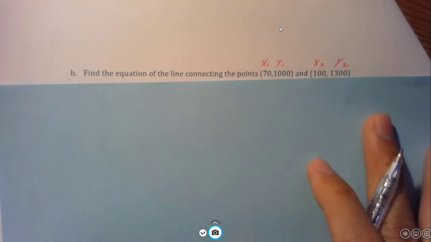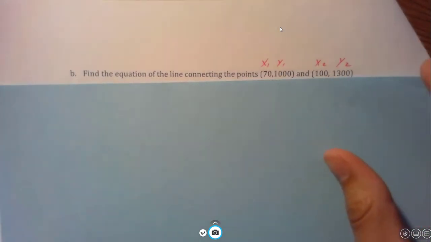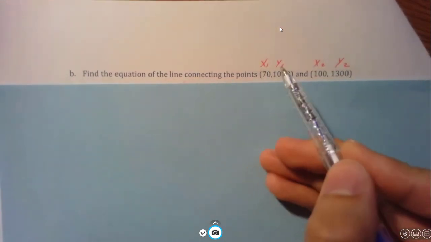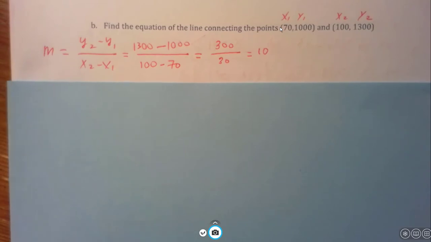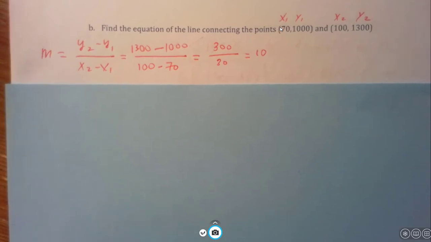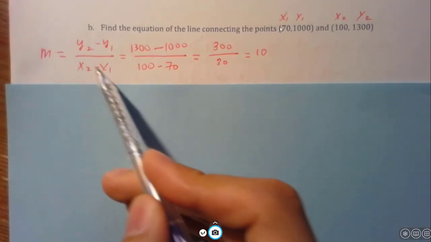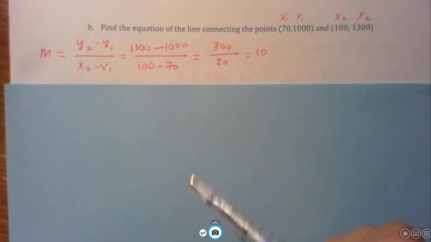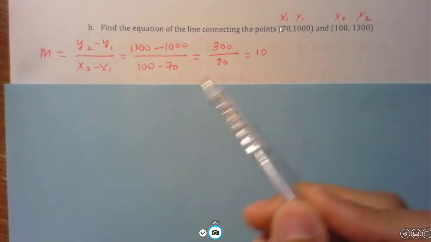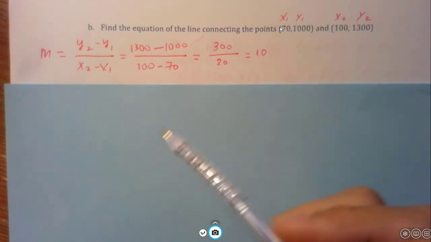They ask us to find the equation for the line connecting the points. We know that we are given 2 points, so I can label x1, y1, x2, y2. And then we can use something called the point-slope form to find the equation. And before that, you need to find the slope. The slope is y2 minus y1 over x2 minus x1 from here. Right? Plug in the numbers and getting 10 for the slope.